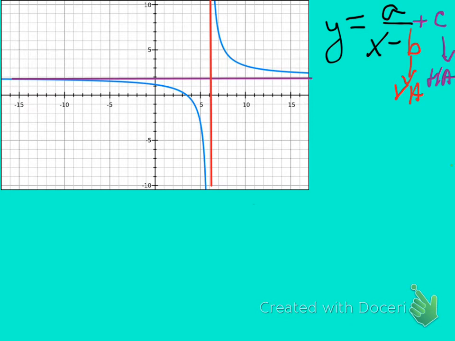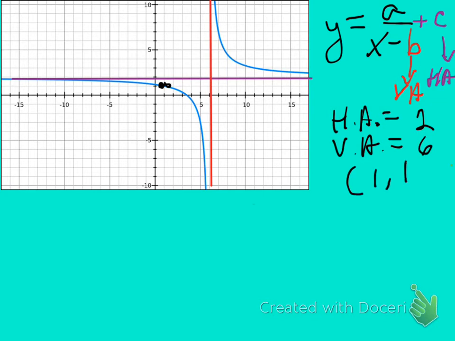It's very important to find a point on your graph. And an easy one that I can see that we can use is, hey, how about using just 1, 1? That works. So for my horizontal asymptote, I know that that's at positive 2. My vertical asymptote is at positive 6. And I'm going to use the point 1, 1 for my x and my y values. So let's go ahead and plug them in and do the algebra.